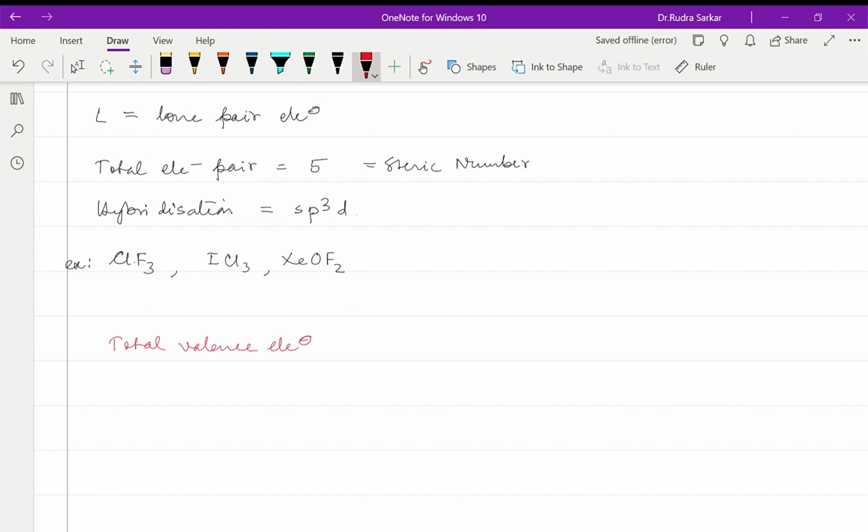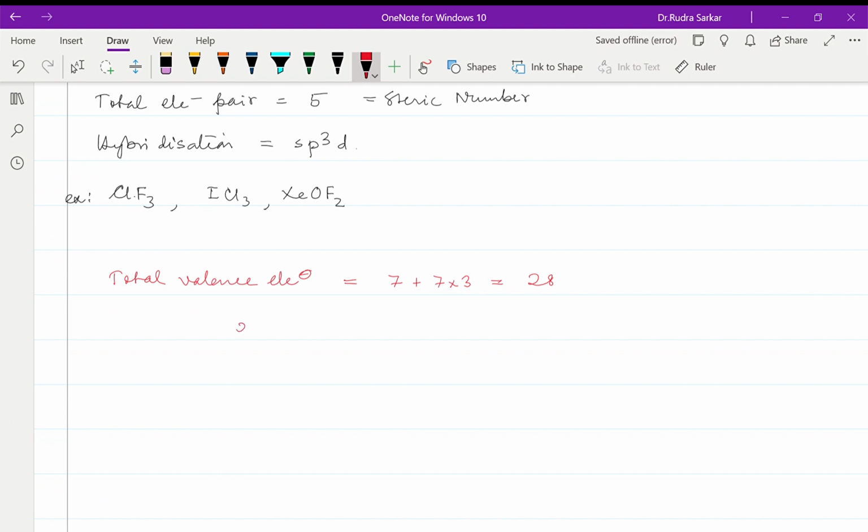So for Cl it is 7, and for fluorine also it is 7 times 3, so the total is 28. 28 is a number more than 8, so by rule we divide it by 8. 8 goes into 28 3 times, so it is 24 initially. Like I said, the initial quotient you get is always your bond pair. That is how you find out your bond pairs. What is the remainder? 4.